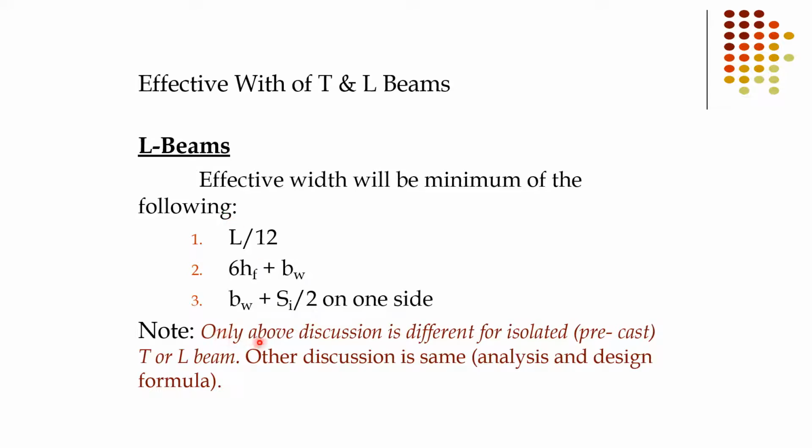Okay, note that the above discussion for L and T beams is different for isolated or precast units of T and L beams. This effective width criteria for T and L beams will be different for isolated units and also for precast. The other discussion is the same, meaning the analysis and design of T and L beams is the same.